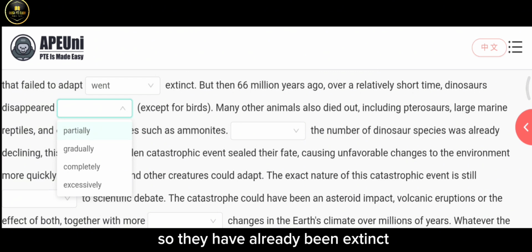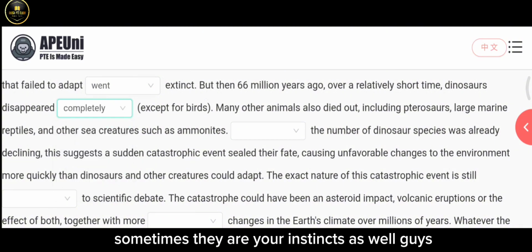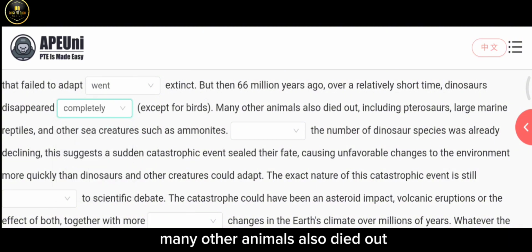So they have already been extinct. So we can say completely right now, not partially, because they have already been partially extinct. Gradually is slowly. Excessively, that doesn't suit. Sometimes there are your instincts as well, guys, so you can check it. Many other animals also died out, including pterosaurs, large marine reptiles, and other sea creatures such as ammonites.